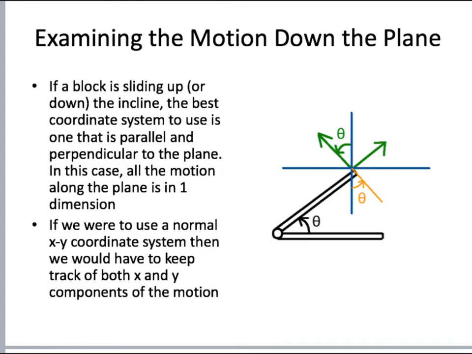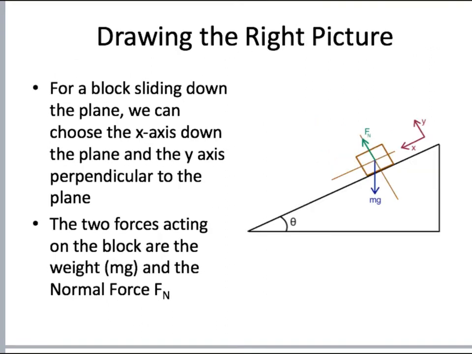Now, as we said previously, if a block is sliding up or down the incline, the best coordinate system to use is one that is parallel and perpendicular to the plane. In this case, all the motion along the plane is going to be in one dimension. So, let's look at this green coordinate system here. This would be maybe a possible x and y coordinate system in a problem. So, this would be my x-axis and this would be my y-axis. And we know that the y-axes will have been tilted over by some angle theta. And that's going to be important for us when we analyze the angles that are at play with the inclined plane.